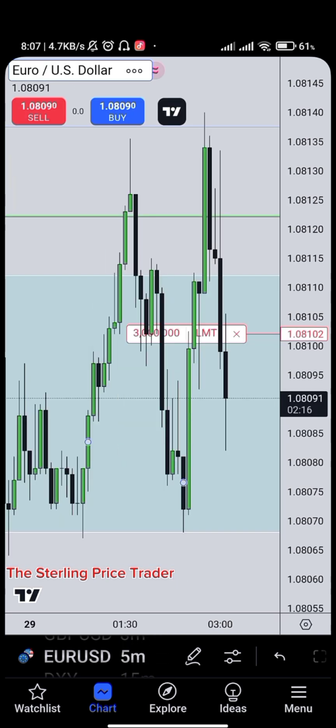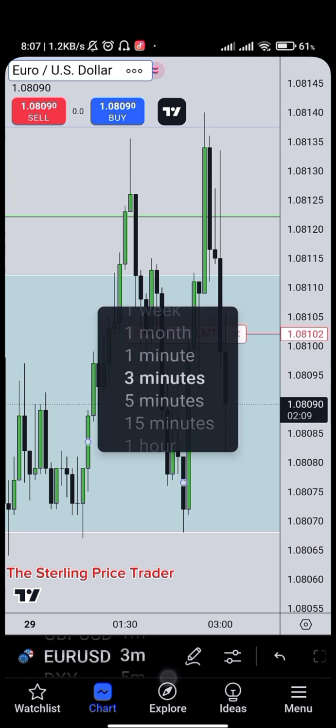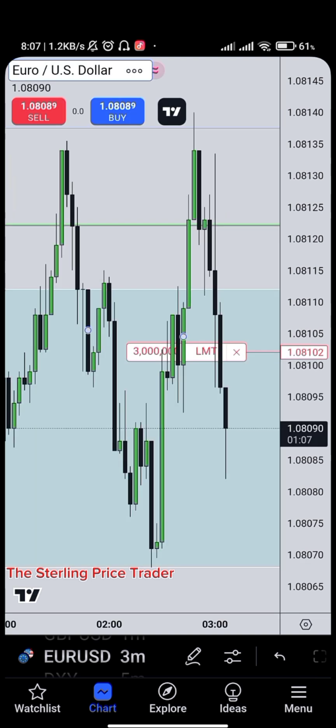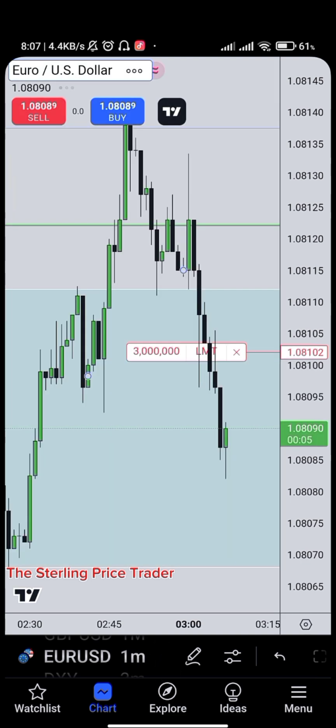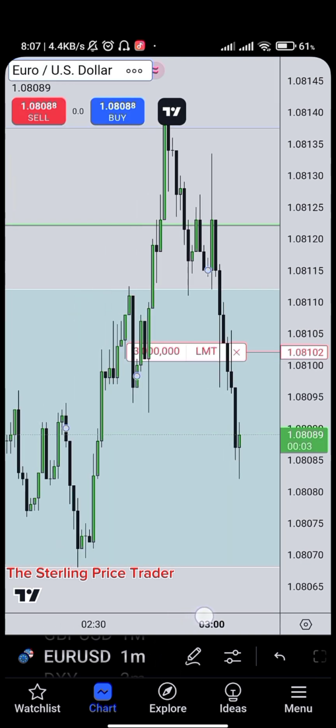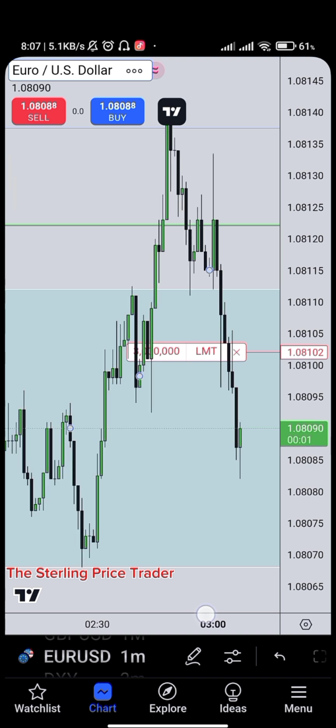I'm watching the higher time frame to gain more insight. I'll be very patient. I want it. By the way, it's 3:07, so I'm trying to trade the ICT London Silver Bullet. It's 3 a.m. to 4 a.m. So it's 3:07.